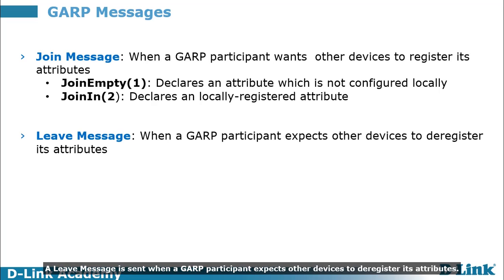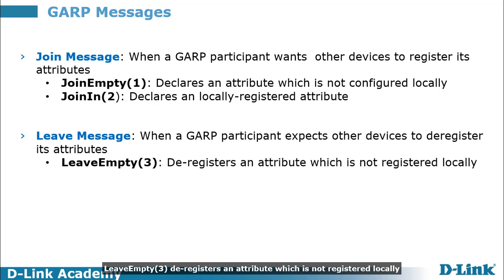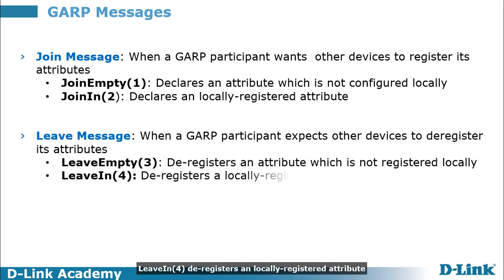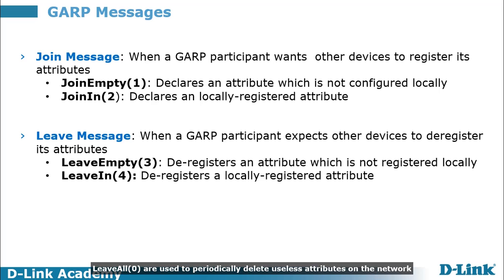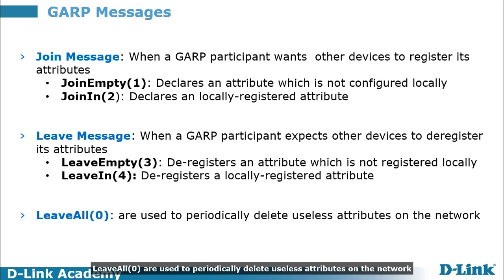A leave message is sent when a GVRP participant expects other devices to deregister its attributes. Leave messages are classified into leave empty messages and leave in messages. Leave empty deregisters an attribute which is not registered locally. Leave in deregisters a locally registered attribute. And leave all messages are used to periodically delete useless attributes on the network.